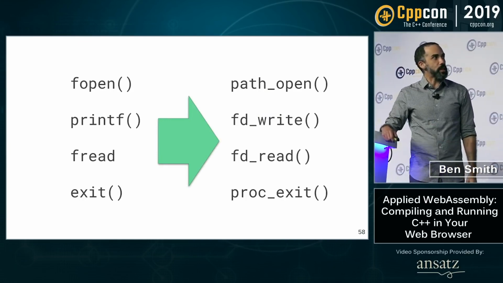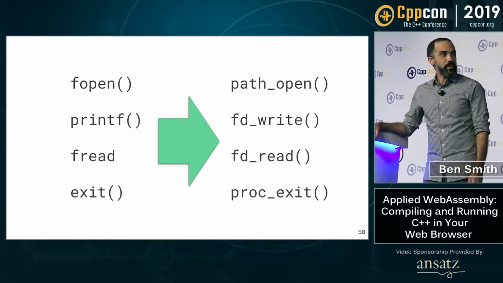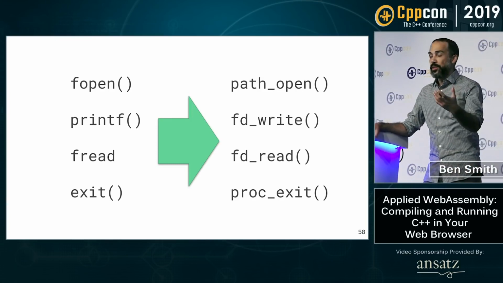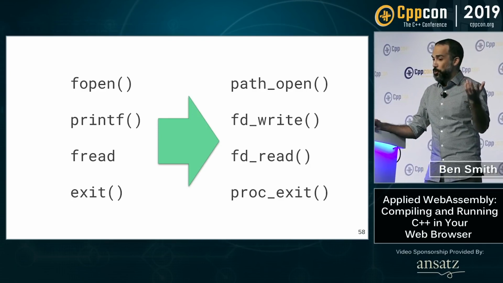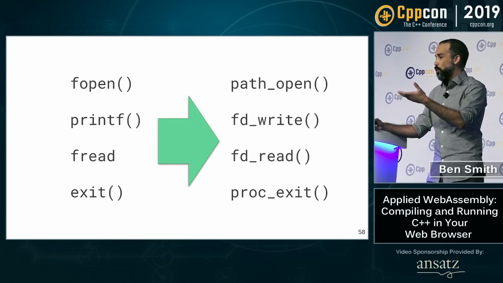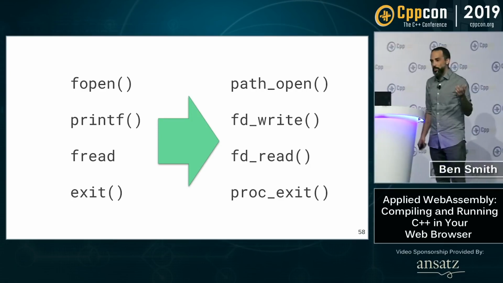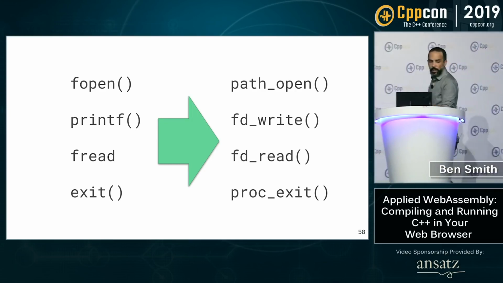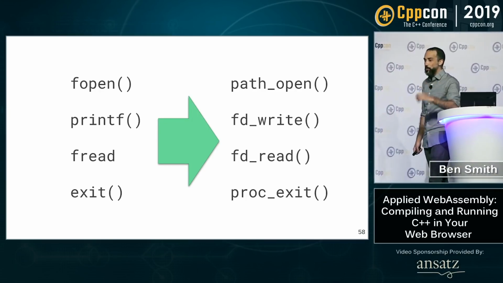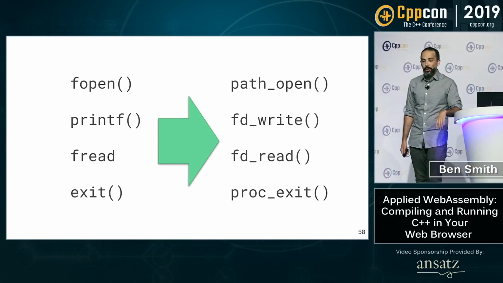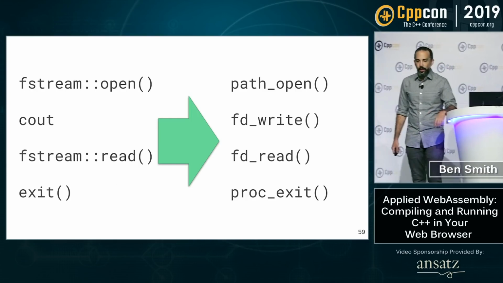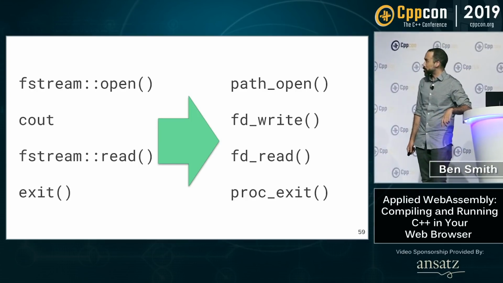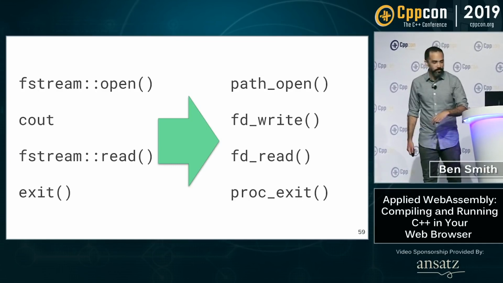So the way to think of this is that WASI actually also comes with libc. So when you use it, you can actually write code like fopen, and that will be translated into the WASI function path_open. Similarly, something like printf will be turned into fd_write, fread will be turned into fd_read, and so on. And since this is, of course, a C++ talk, you could do the same thing with the C++ equivalents. I assume people use fstream.